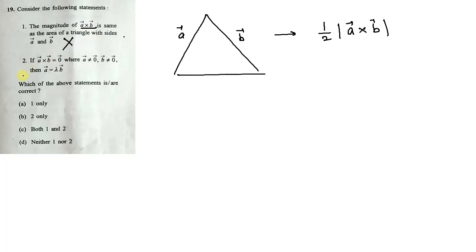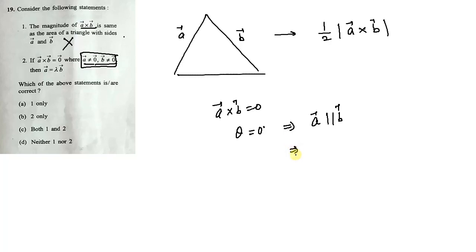Okay, now coming to the second statement: if a vector cross b vector is equal to 0, where a and b are both non-zero vectors, then a vector is equal to lambda times b vector. So if a vector cross b vector is 0, where a and b are both non-zero vectors, that means theta, the angle between these two vectors, is 0 degrees.